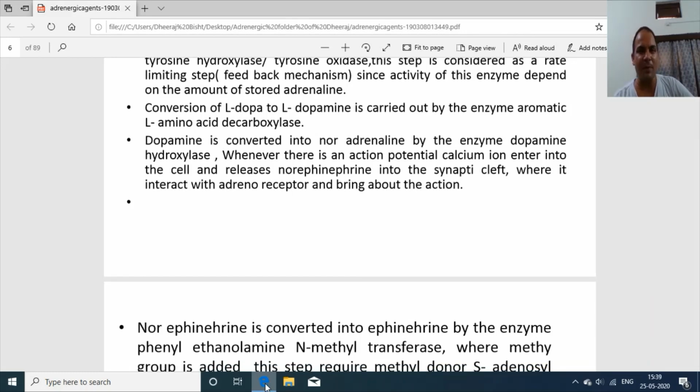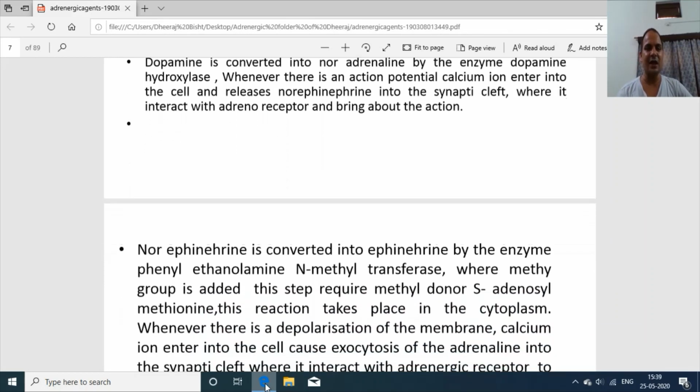Then the conversion of L-DOPA to dopamine is carried out by the enzyme aromatic L-amino acid decarboxylase. Dopamine is converted into noradrenaline by the enzyme dopamine hydroxylase. Whenever there is an action potential, calcium ions enter the cell and release norepinephrine into the synaptic cleft, where it interacts with adrenoceptors and brings about the action.